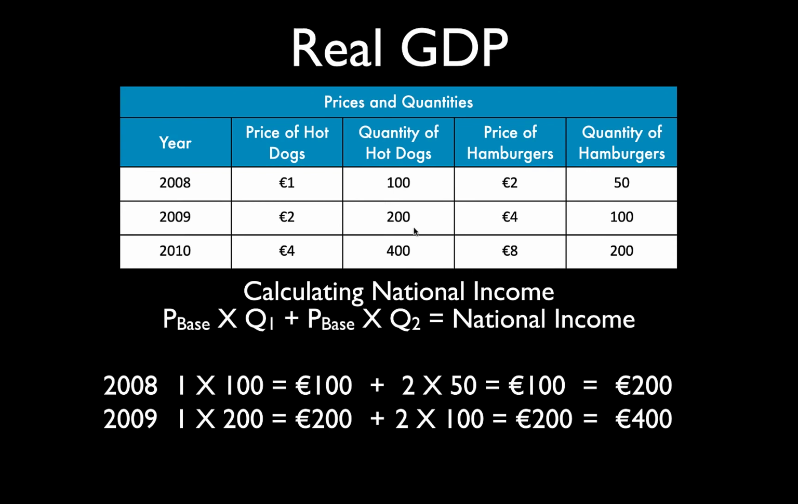Well, let's check. 200 hot dogs were produced in 2009 and only 100 were produced in 2008, so that has doubled. The quantity of hot dogs produced has doubled. We're right so far. 100 hamburgers were produced in 2009 and 50 were produced in 2008, so that means the quantity of hamburgers produced has doubled. The quantity of both goods has doubled and the value of national income has doubled.